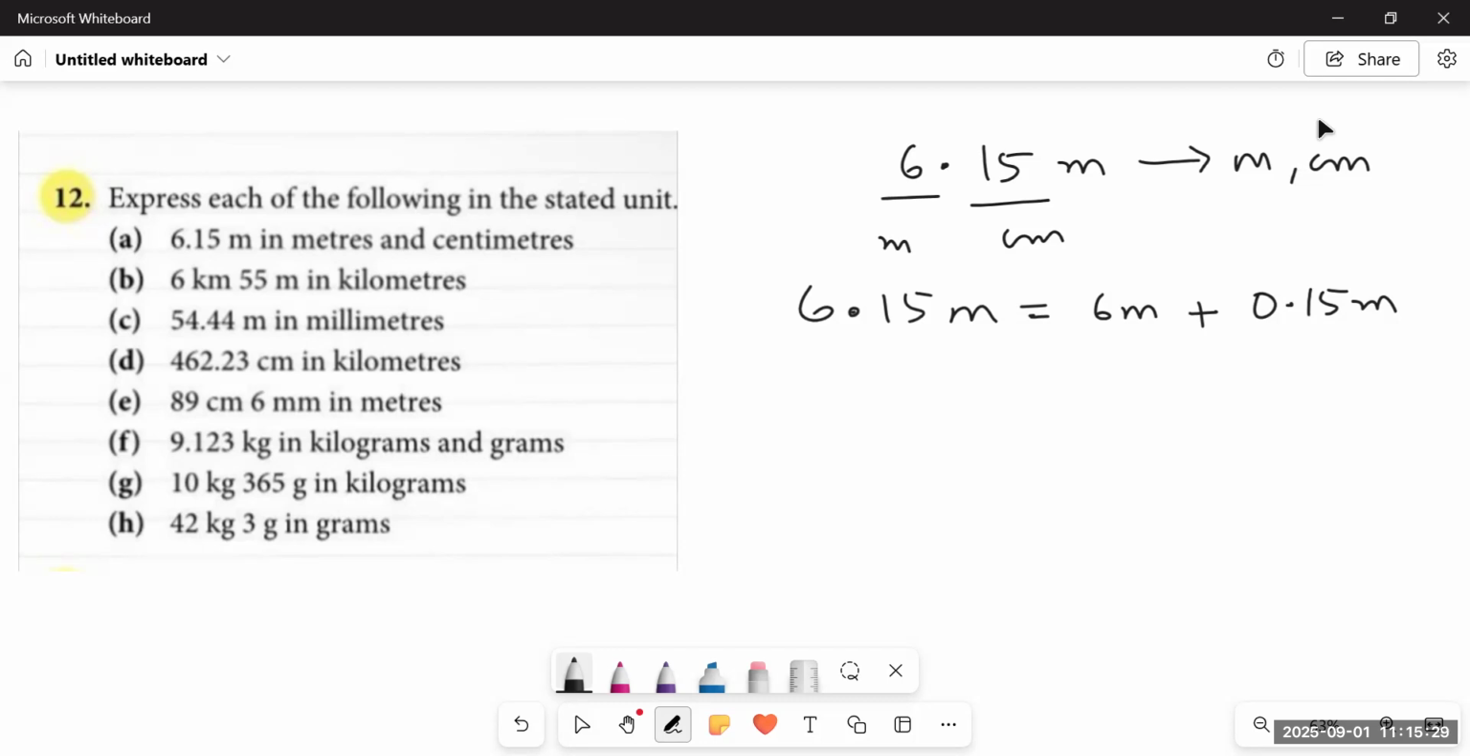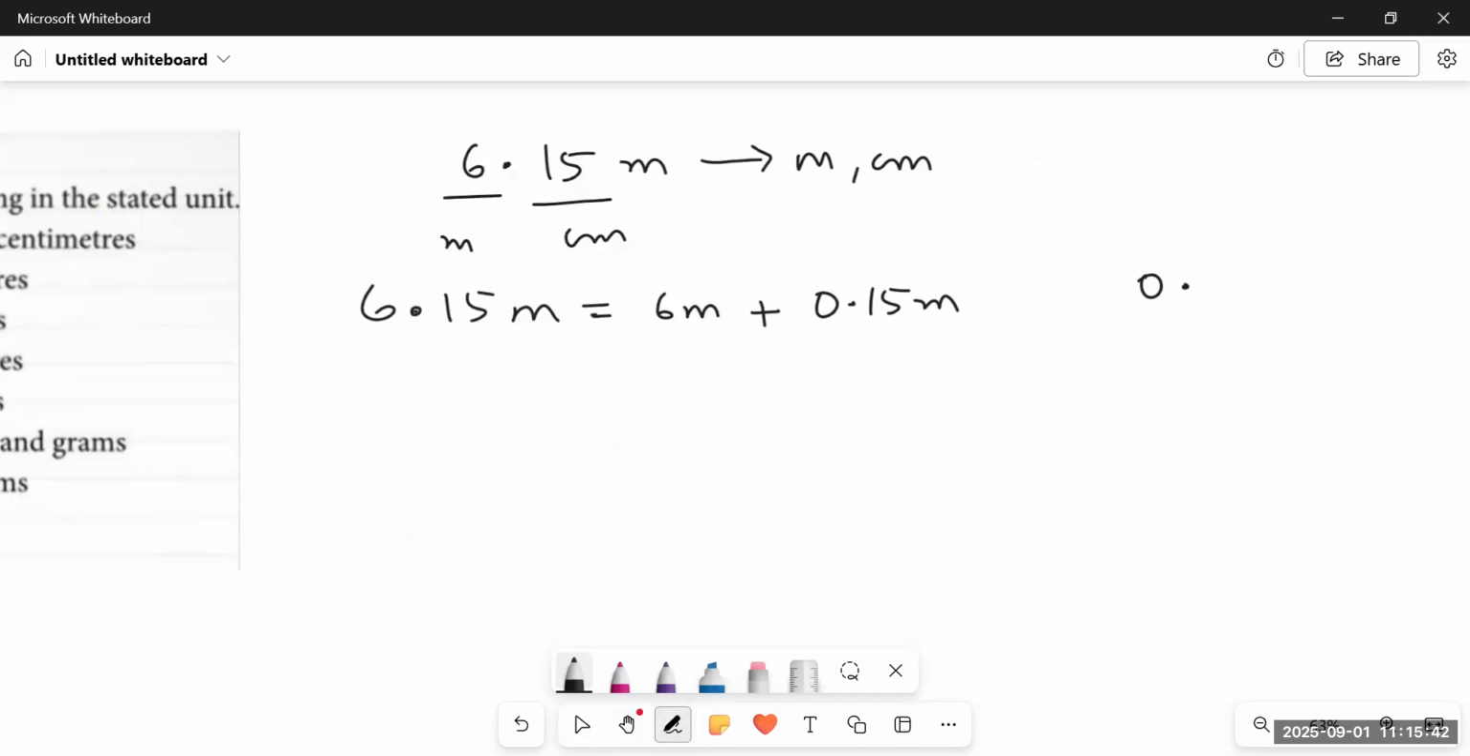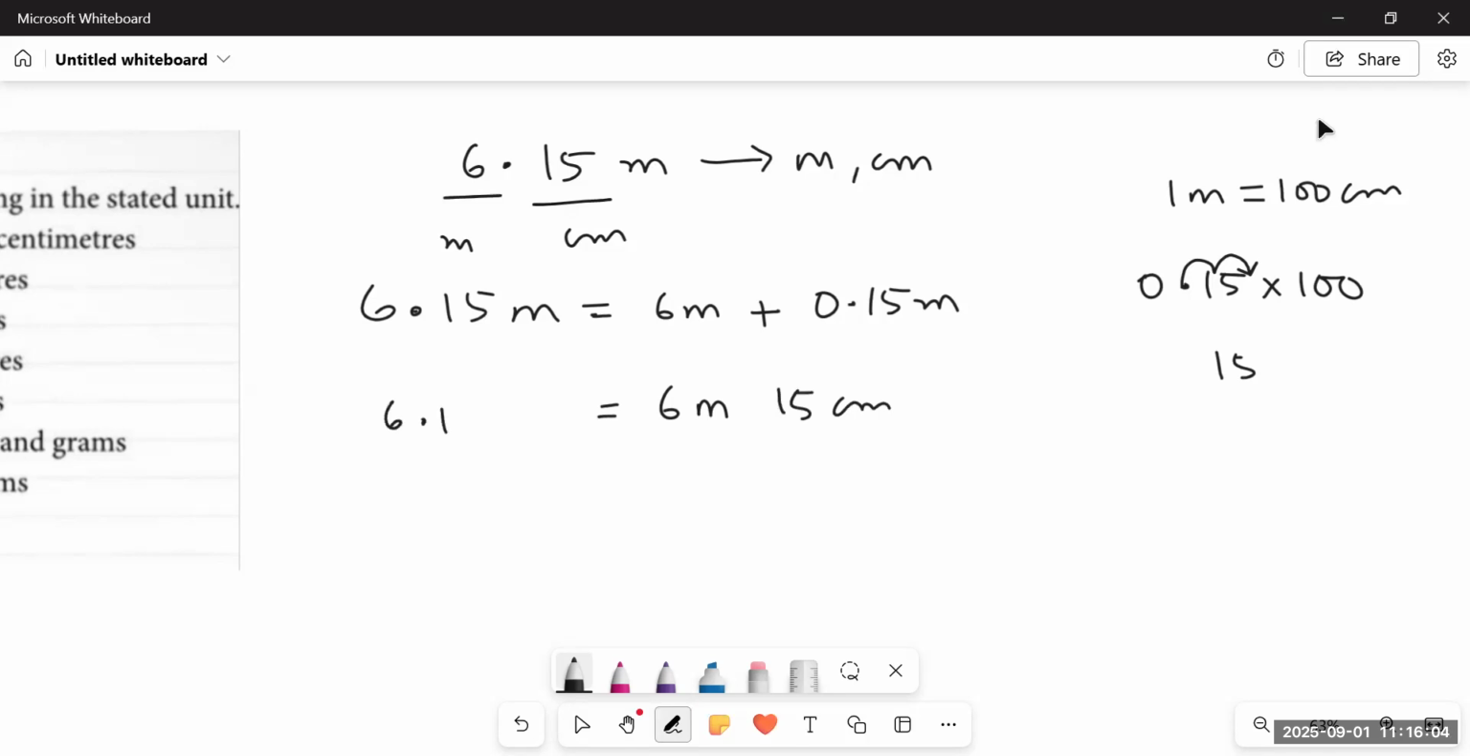And keep the whole part in the same unit, since we have to convert 6.15 meters into meters and centimeters, okay? So when we convert 0.15 meters into centimeters, it would be 0.15 into 100, because we know that 1 meter is equal to 100 centimeters, right? So we'll multiply it by 100 and move the decimal 2 places forwards and it becomes 15. So it means we will have 6 meters plus 15 centimeters. We can say that 6.15 meters equals 6 meters and 15 centimeters.